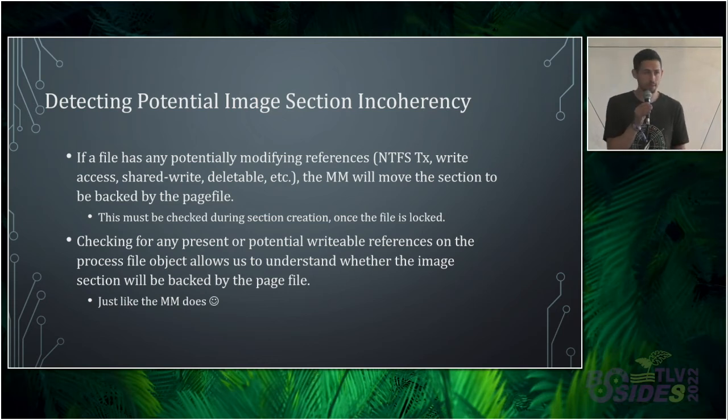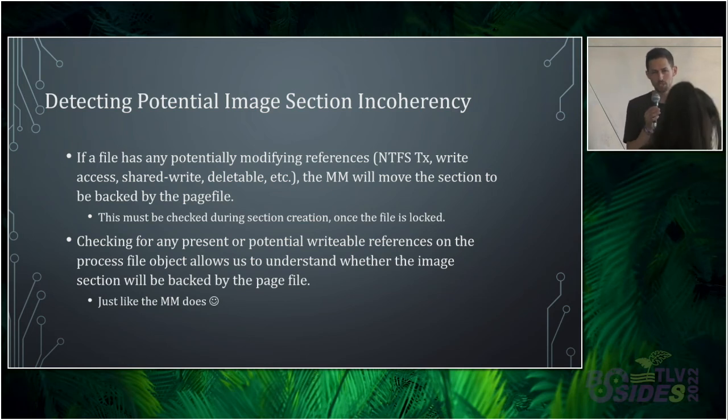We can do the same thing and look in the process file object, which is the same file object in the section, and see if it was opened with writable access, deletable access, anything like that, and understand that the memory manager decided it can't guarantee the coherency and everything should be moved back to the paging file. So we can mark the process highly suspicious, as most likely it's really running from memory only.